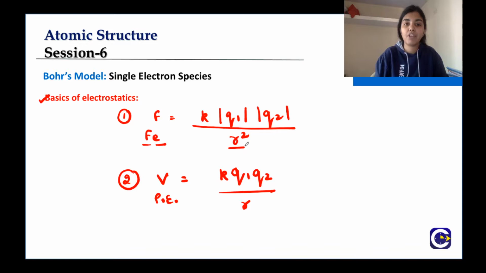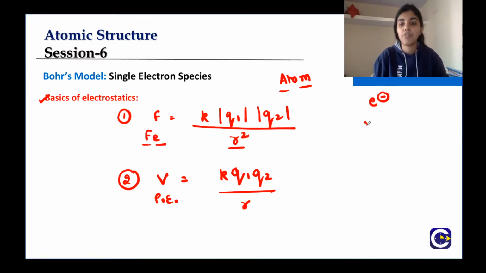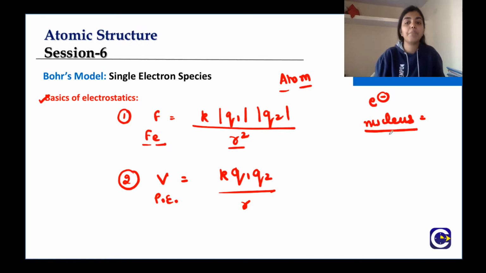And here the power of R, or the power of distance is what? 2. Here the power of distance is what? 1, right? So applying this to our atom, which contains only one electron, so Q1 and Q2 will be the charge on electron and the charge on the nucleus, right? So for nucleus, the charge will be equal to charge on one proton multiplied by the number of protons, right? Because neutrons are neutral in charge, right? So here if you will consider the charge on nucleus, that is due to only protons, right?